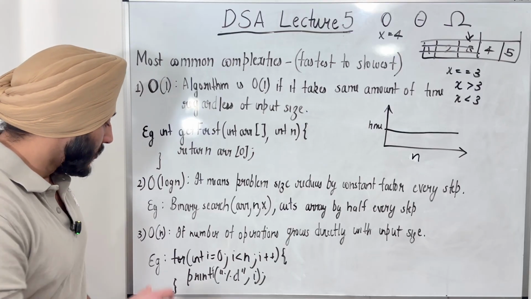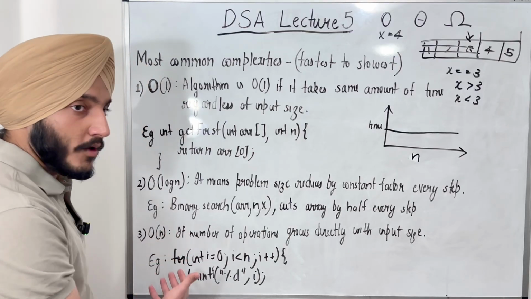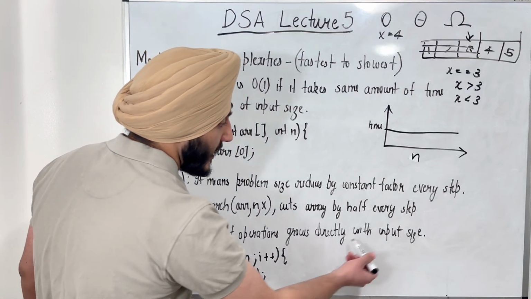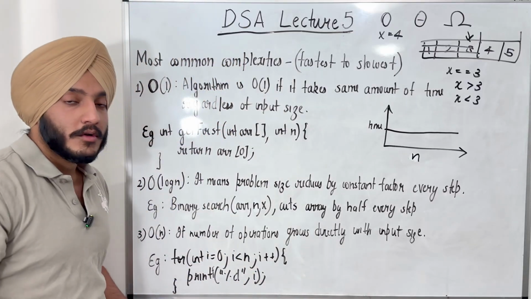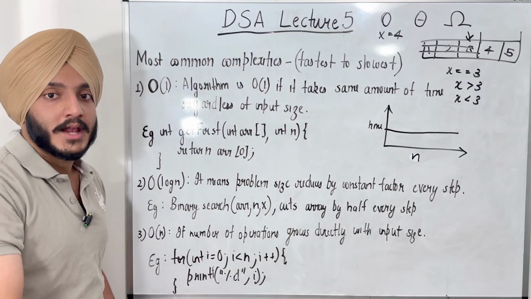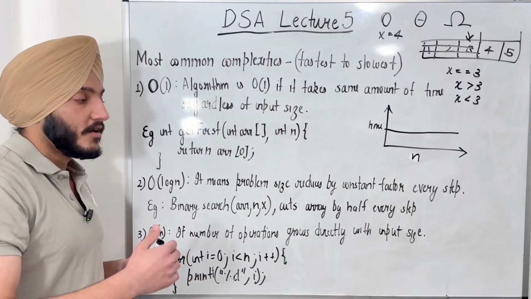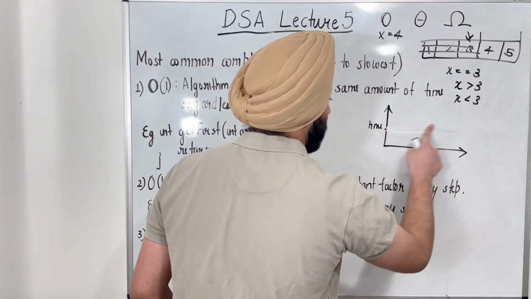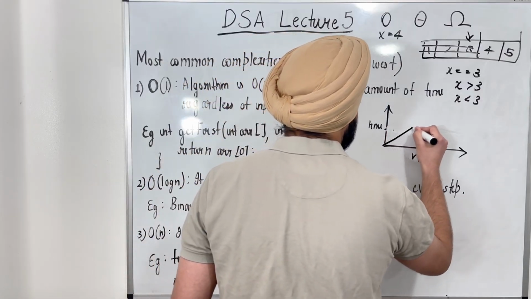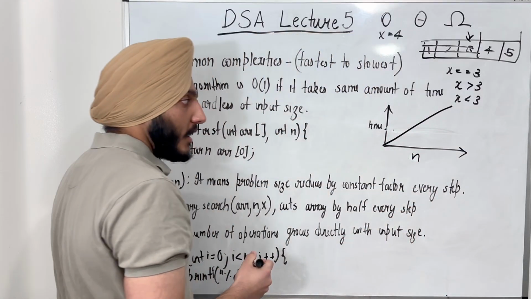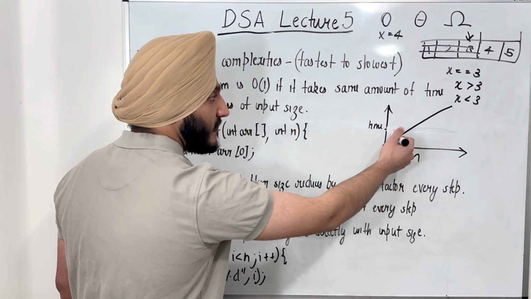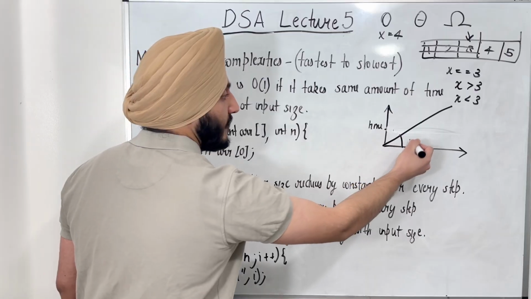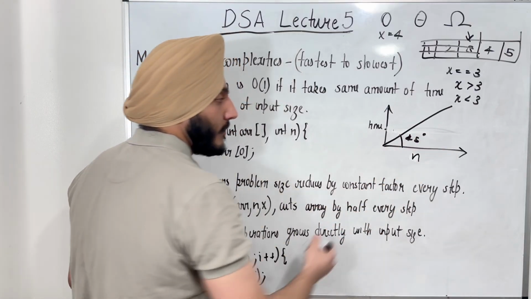Okay, so the third one is order of n, and this is the one that we covered in the last lecture as well. It applies if the number of operations grows directly with the input size. So if input size is 500, my algorithm is taking 500 steps. If it is 600, my algorithm is taking 600. So this is the type of graph it could look like: as n is increasing, the time is increasing as well. It's kind of like a straight line at roughly a 45-degree angle.